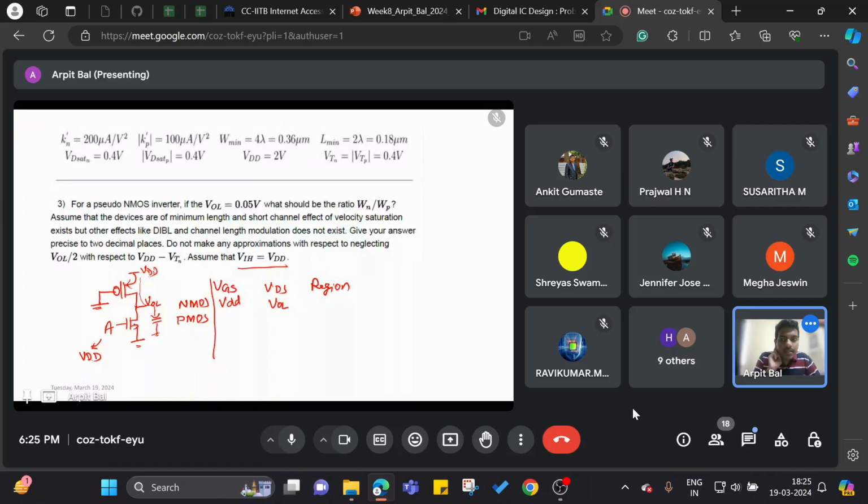Okay, but let's say A assumes a value, let's say VDD, then still the capacitor won't be able to discharge completely because the PMOS is going to be active. So we will take the limiting case for deciding the ratio of Wn by Wp. It means we need to make the PMOS a bit weaker so that NMOS can successfully discharge the capacitor that is present at the output node. That's why we take the limiting case VOL.